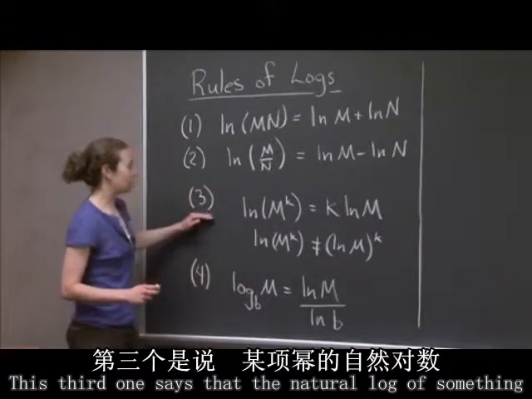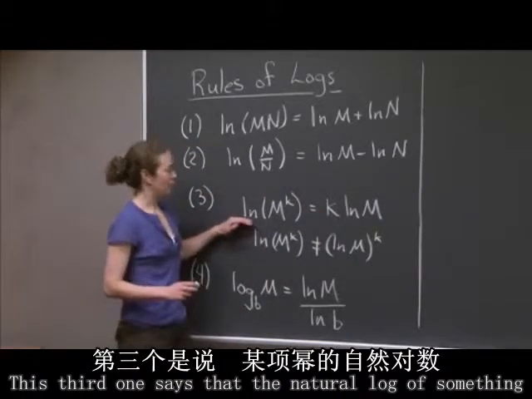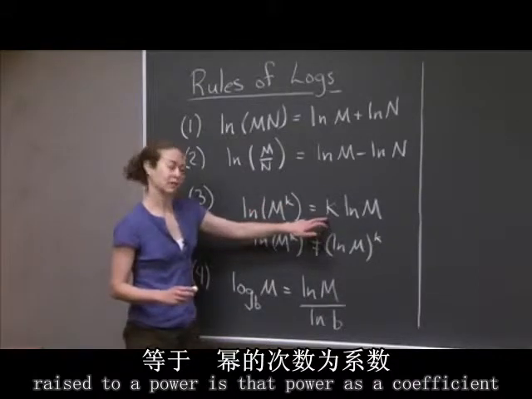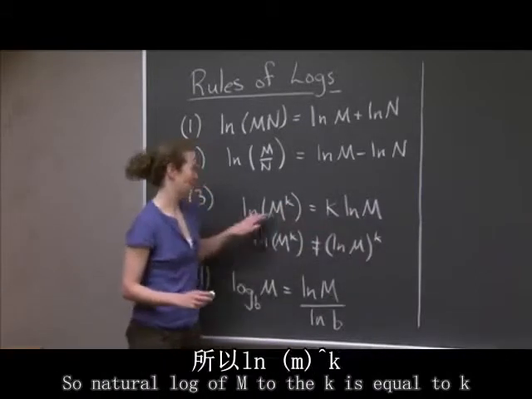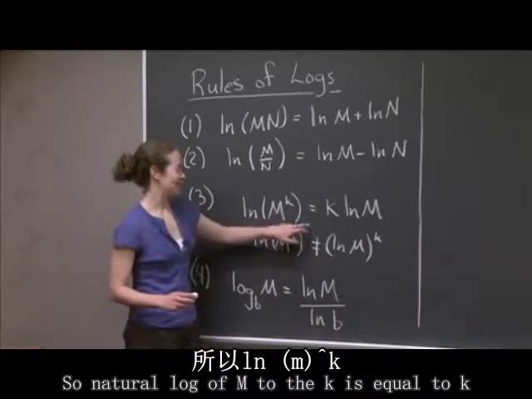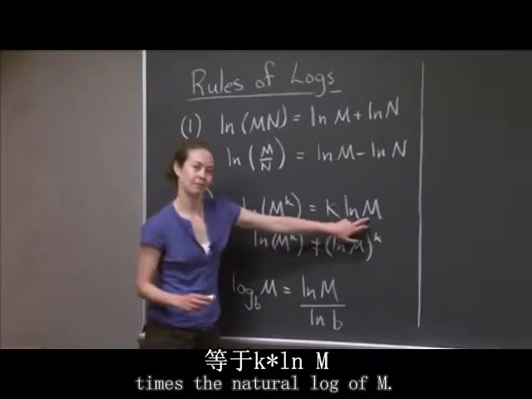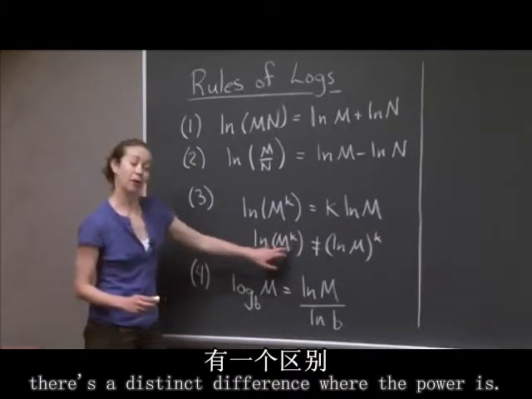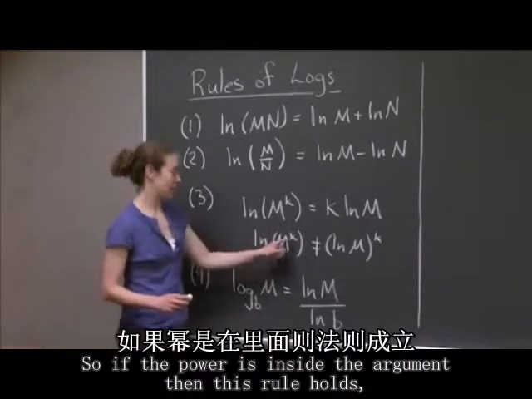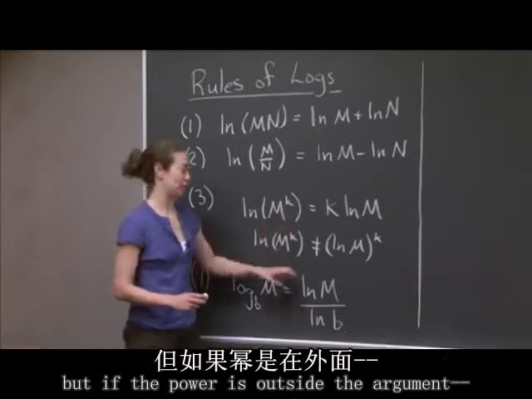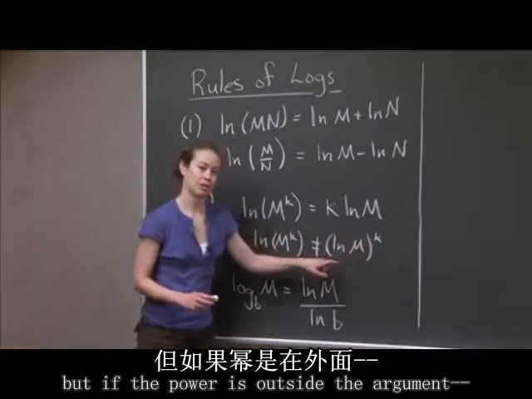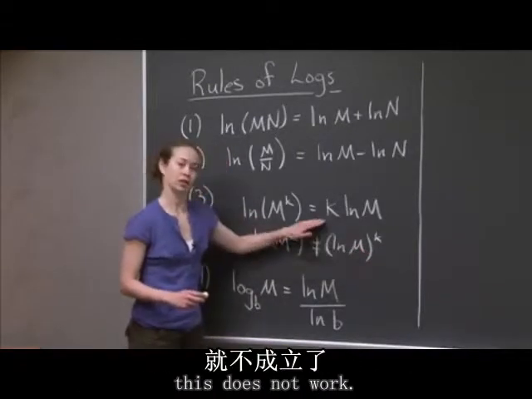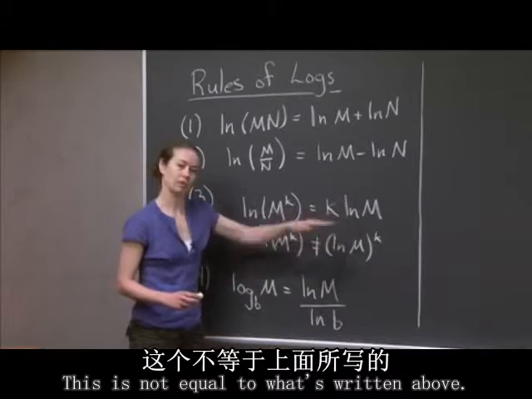This third one says that the natural log of something raised to a power is that power as a coefficient times the natural log of the something. So natural log of m to the k is equal to k times natural log of m. And what I want to point out is that there's a distinct difference where the power is. If the power is inside the argument, then this rule holds. But if the power is outside the argument, so if it's natural log of m, the whole thing raised to a power, this does not work. This is not equal to what's written above.